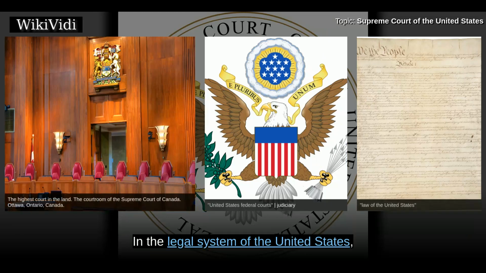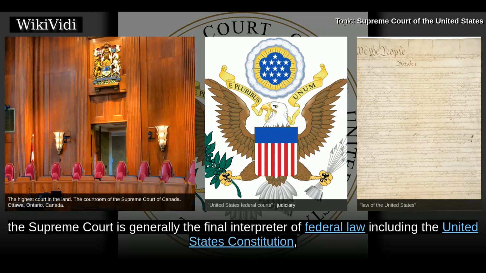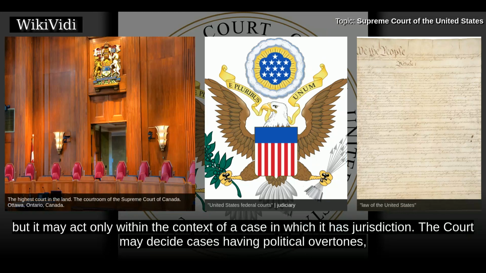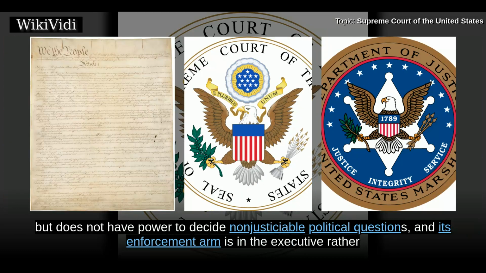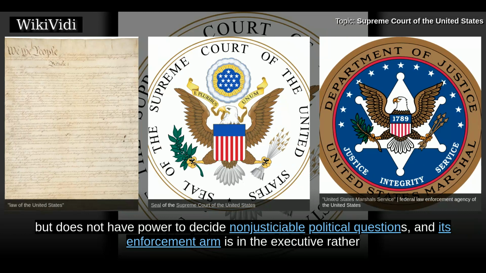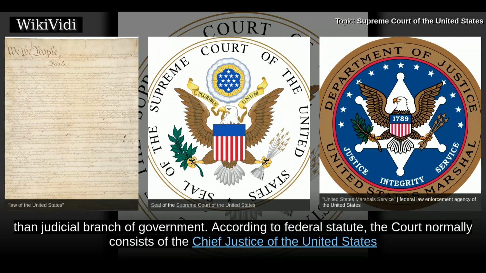In the legal system of the United States, the Supreme Court is generally the final interpreter of federal law, including the United States Constitution, but it may act only within the context of a case in which it has jurisdiction. The court may decide cases having political overtones, but does not have power to decide non-justiciable political questions, and its enforcement arm is in the executive rather than judicial branch of government.